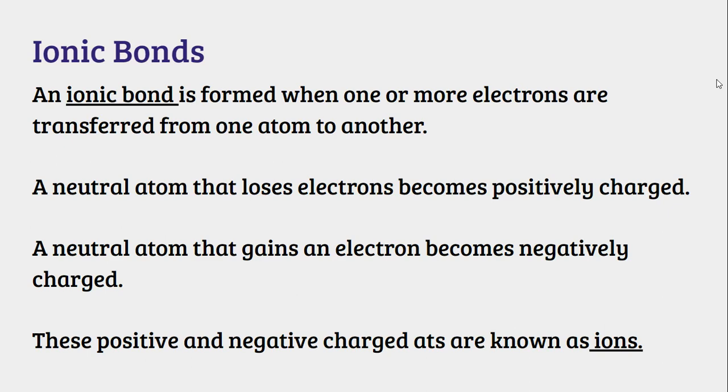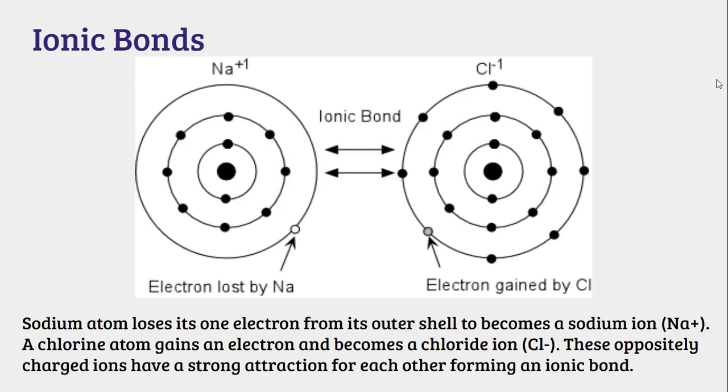Those positive and negative charged elements are then known as ions. And here's a classic example. When we look at table salt or sodium chloride, how they bond to one another is that an electron will be lost by our sodium in the outer shell, while chlorine, which is more electronegative, will gain an electron and become a chloride ion. Those oppositely charged ions have strong attractions to one another, forming what we know as an ionic bond.